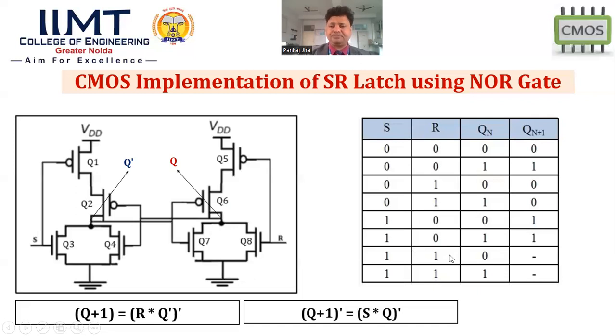In this condition, we are getting both Q as well as Q bar as 1, which is called the invalid condition of the SR latch, either using a NOR gate or using a NAND gate.